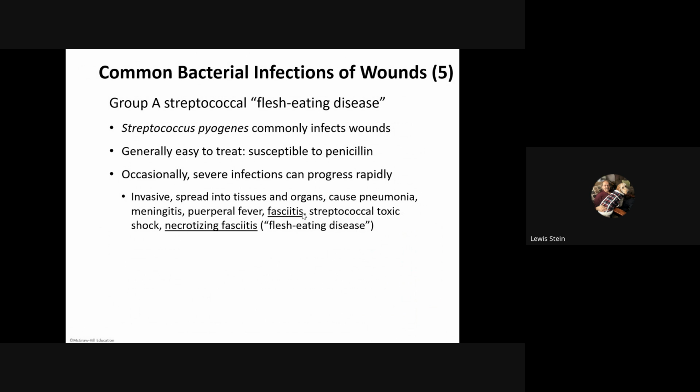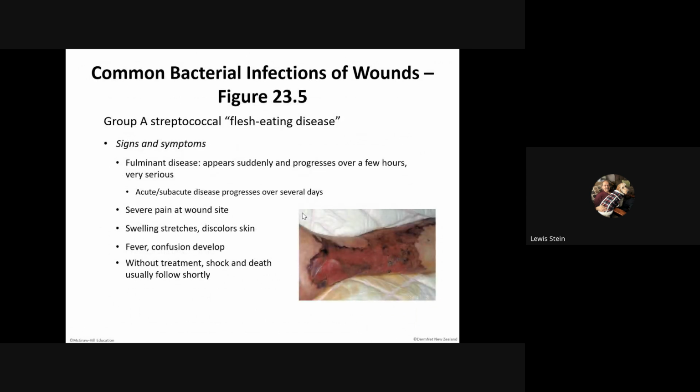It's not the only bacteria that causes it, but by far and away, it would be the first one you'd have to suspect. This is what it looks like. Fulminant means spreads like wildfire, suddenly, in hours. Are there subacute forms? Sure. Very painful. It stretches the skin but doesn't split it. It discolors the skin. Without treatment, shock and death follow shortly.